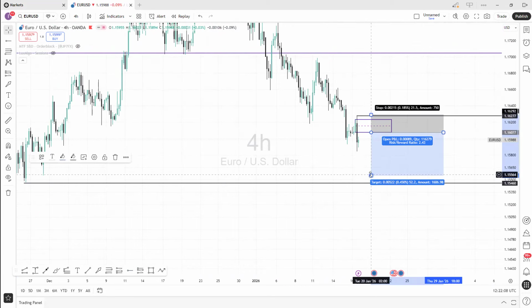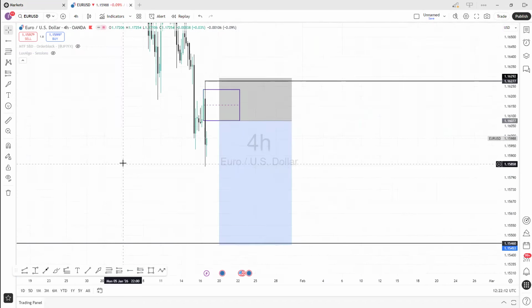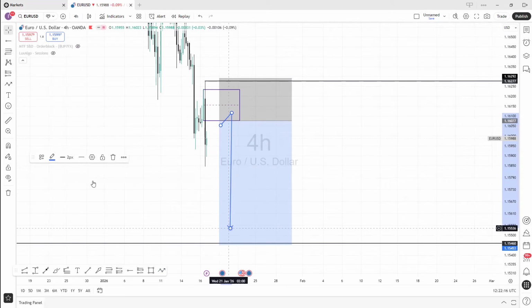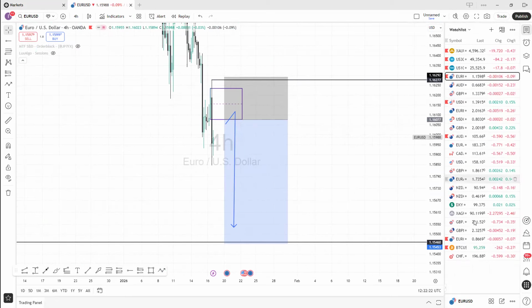Wait for confirmation. Without confirmation, do not enter that trade. Okay, wait for confirmation, then execute a short position at that area. Very simple. Look at the structure. Okay, let's see another one.